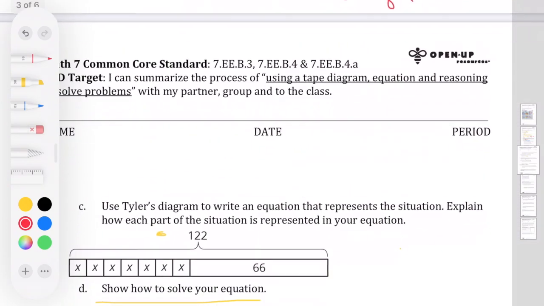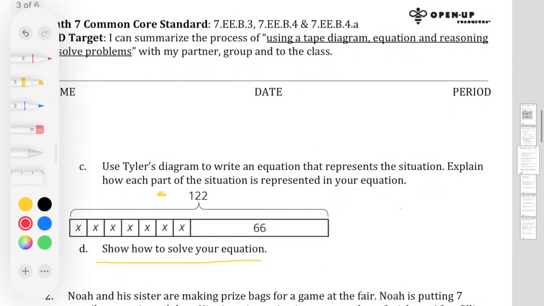Now down here in part C, we want to use Tyler's diagram to write an equation. Well, we want to set our equation to 122 because that's the number of invitations we want. We know that he's added 66 because he's already got those done, and there's 7 x's right here. So we could go 7x plus 66 equals 122. And I kind of just explained to you where each part of the equation came from. Now what we need to do is use our equation to solve and show how we solve for x.